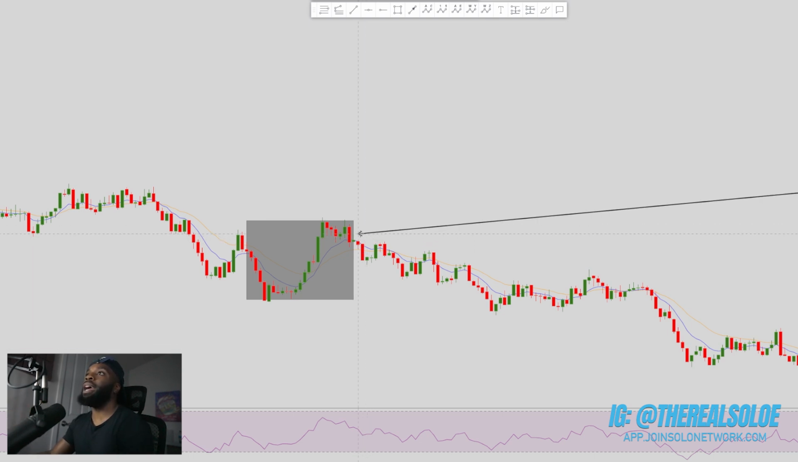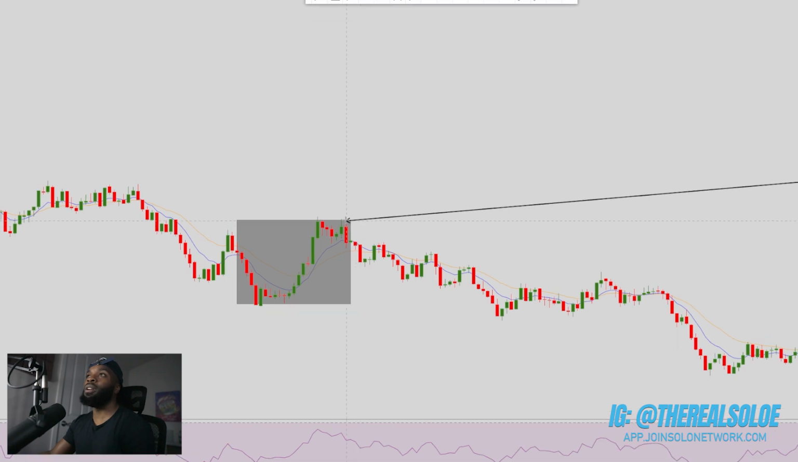I noticed that right here we got an engulfing candle. We noticed price didn't break this high, but most importantly, the reason I mainly enter off this trade is because the higher time frame gave me the confluence I need to look for to enter. So this is one opportunity that you guys could have got in right here.